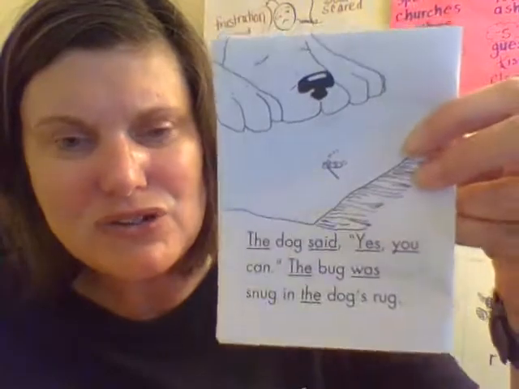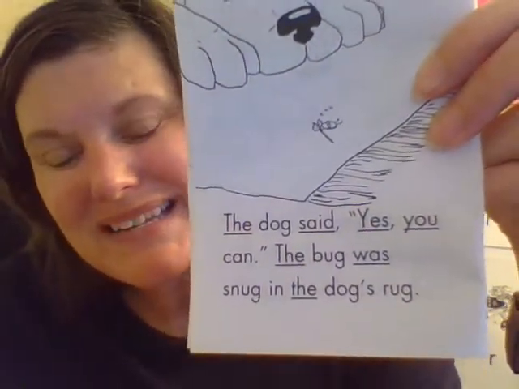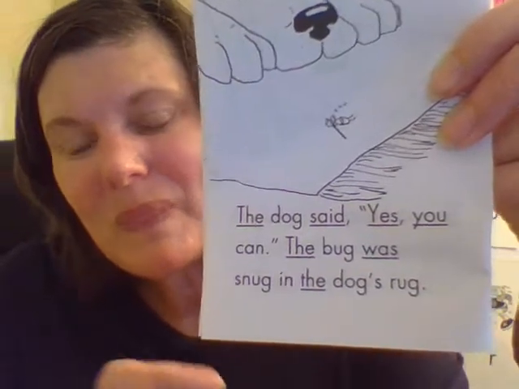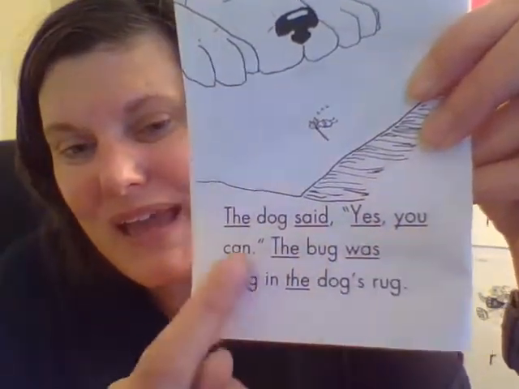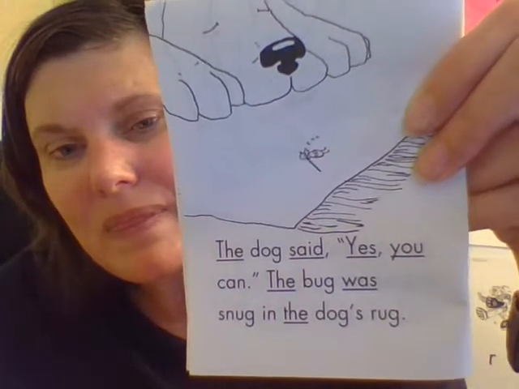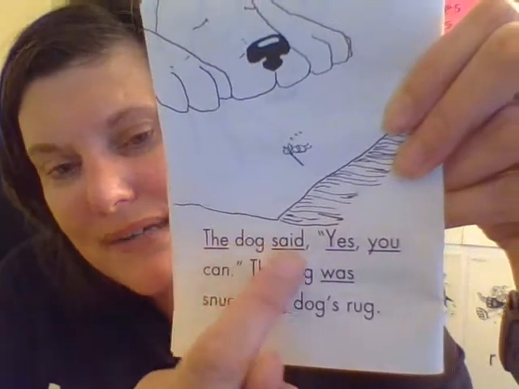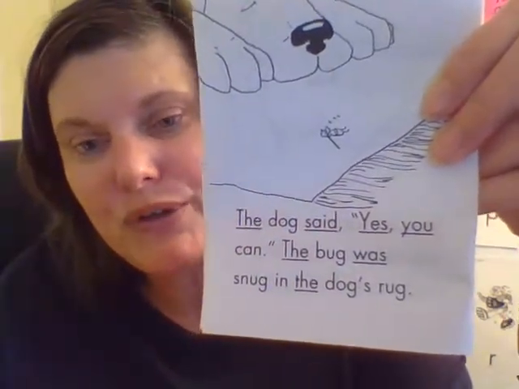What a kind dog. Okay, can you point to the speaking sentences on this page? Yes, you can. Can you point to the character that was speaking? Yes, in this case, it's the dog because it says the dog said. So it tells us who.